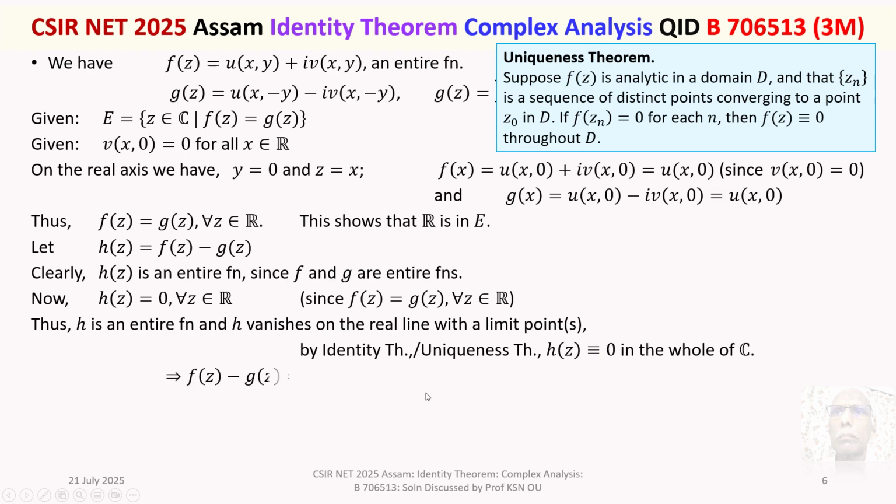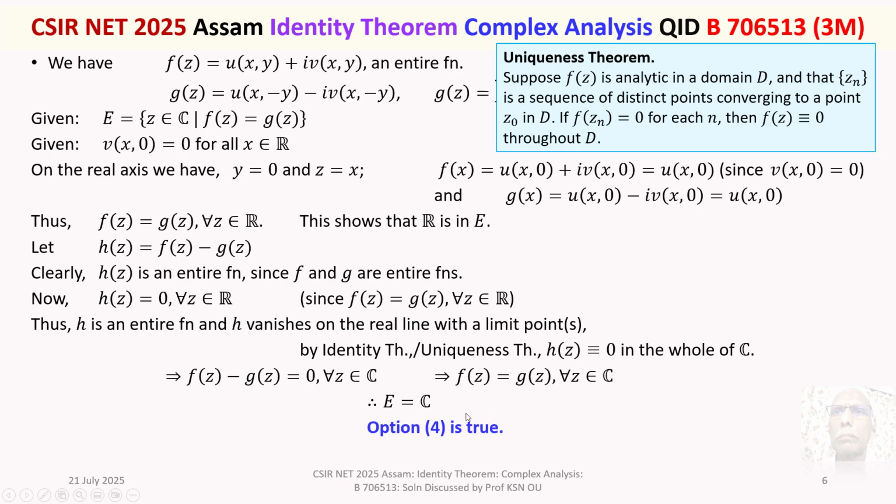That means f of z minus g of z is identically equal to 0 for all z belongs to C. That is f of z is equal to g of z for all z belongs to C. So what is your E? That means for every z belongs to C, f of z is equal to g of z. Therefore, E is precisely equal to C. Thus, E is equal to C. So option 4 is true, and it overrules all the options.